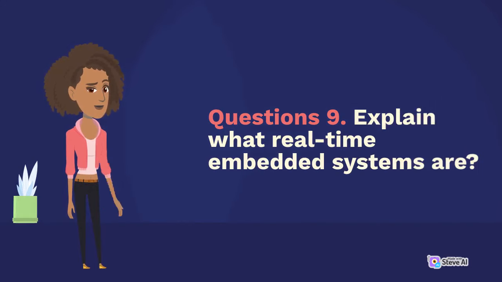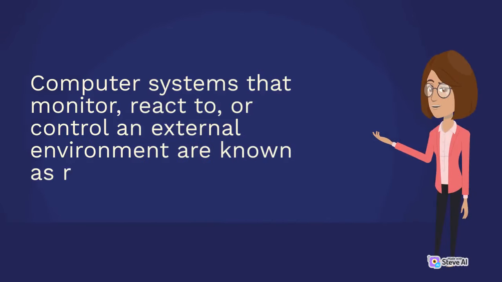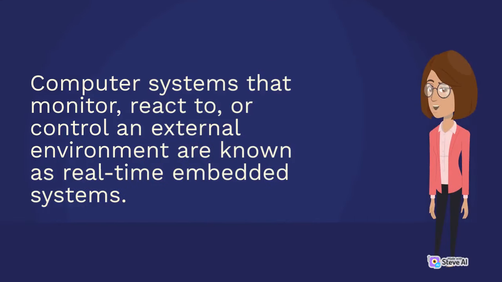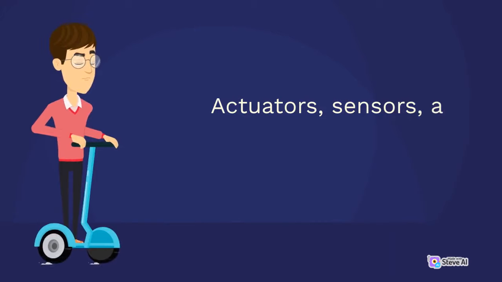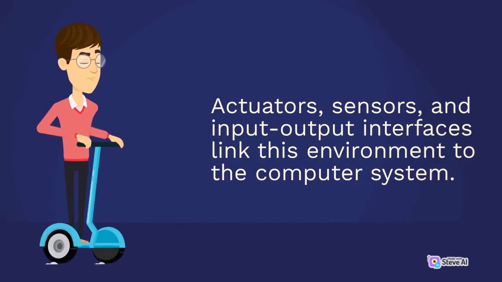Question 9. Explain what real-time embedded systems are. Computer systems that monitor, react to, or control an external environment are known as real-time embedded systems. Actuators, sensors, and input-output interfaces link this environment to the computer system.